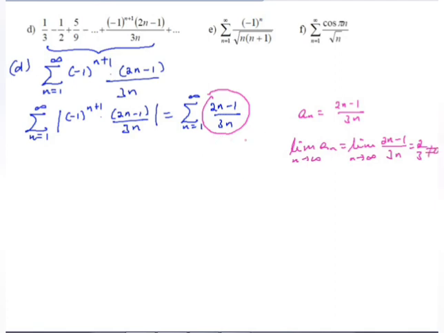So the limit of the n term ከ0 የተለየ ከሆነ በምንም ተአምር ያ series converge አያደርግም. So this series diverges, the series minus 1 the power of n plus 1 times 2n minus 1 over 3n diverges. So this is divergent using absolute divergence or convergence test, so this diverges.